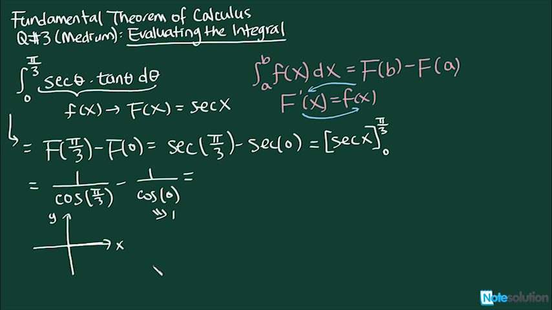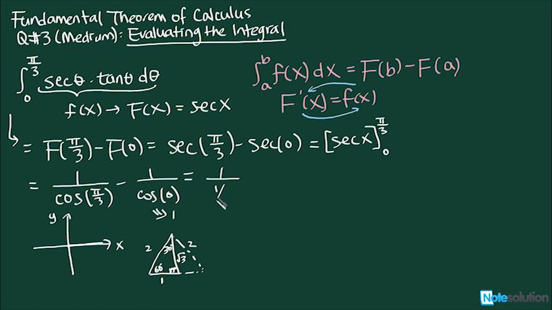Pi over 3 uses a special triangle. Pi is 180, divided by 3, that's 60. So you have a triangle that looks like this where it's 60 degrees. I'll just show it in degree mode. It's a right-angle triangle, half of an equilateral triangle where the sides are 2, 2, and 2. So this side is 1, and working with the Pythagorean theorem, you get root 3. Cosine is adjacent over hypotenuse, so it's 1 over 2.